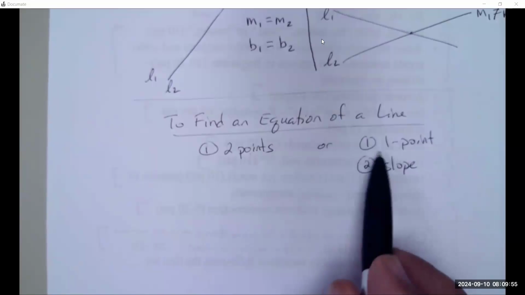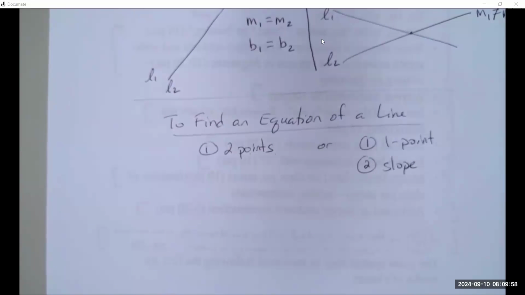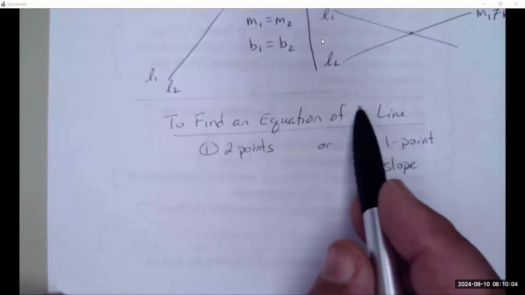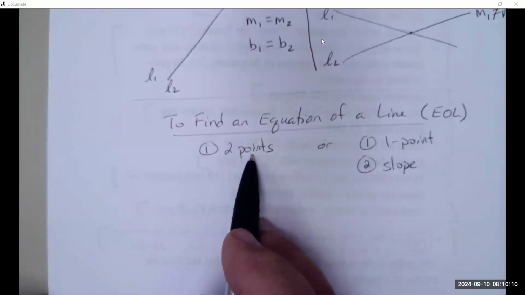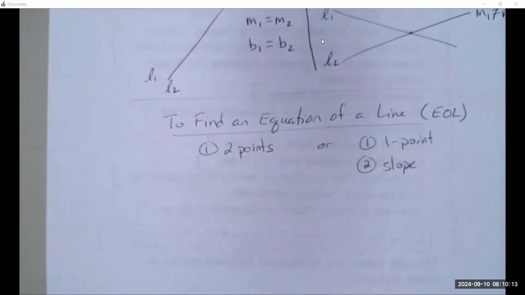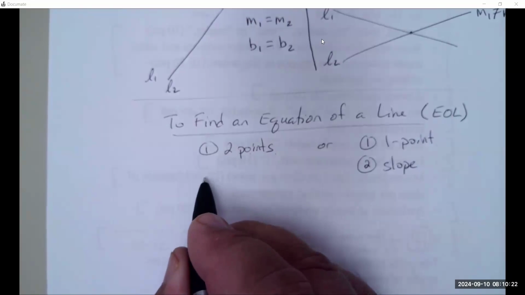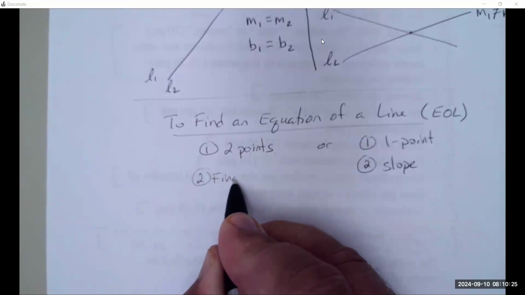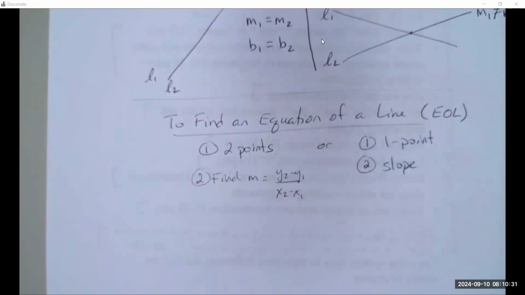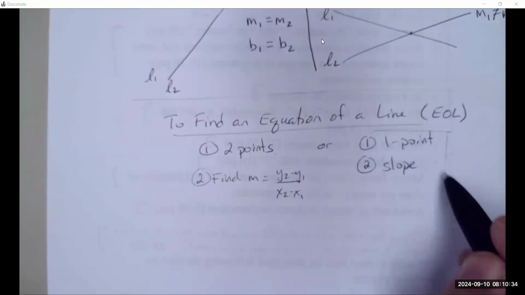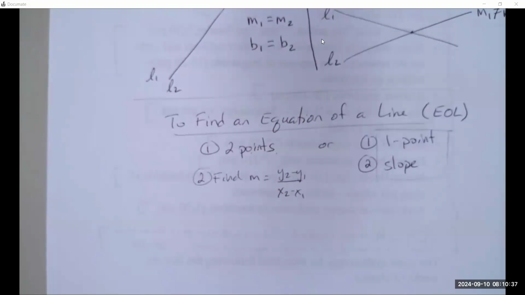So how are these two the same? No, how is, when finding equations of lines, which I'm going to call EOL from now, having 2 points or 1 point and a slope, why are they the same conditions? Very good. That's it. Because you can find the slope from the 2 points. But the bottom line, you really need to have a point and a slope to go from there.